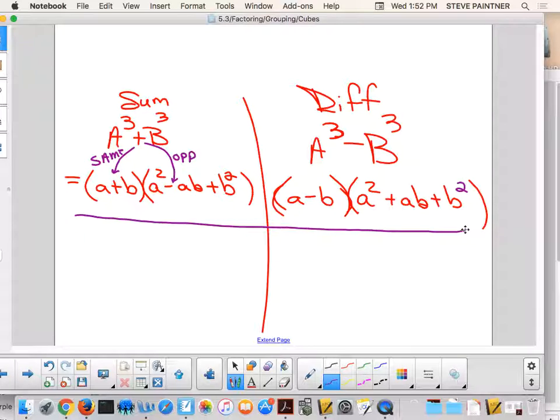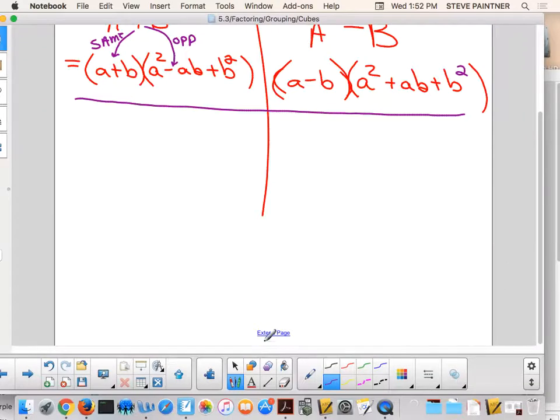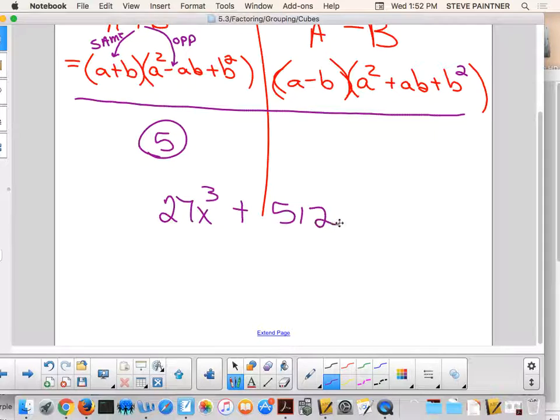You want number 1 through 6? 5. Okay, let's do 5. What is 5? 27x cubed plus 512. Obviously, we have the sum. We're going to follow this one, right? Here, this isn't so obvious, because do you remember?